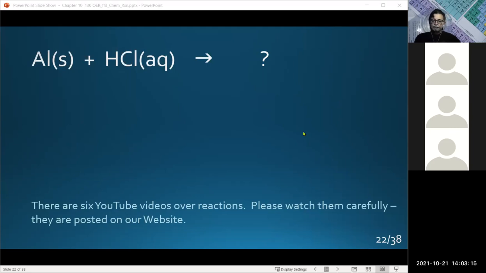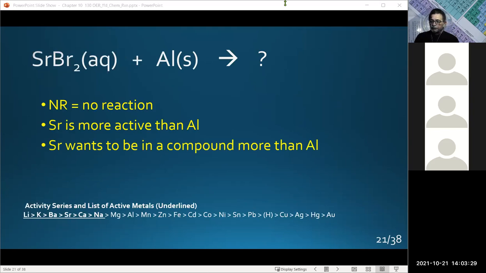We have this reaction. We got aluminum and hydrochloric acid. We gotta think about this, right? Well, not really. Think about it. Let's go back to the activity series here. Here's aluminum, and here's hydrogen. So aluminum is more reactive than hydrogen. Okay.